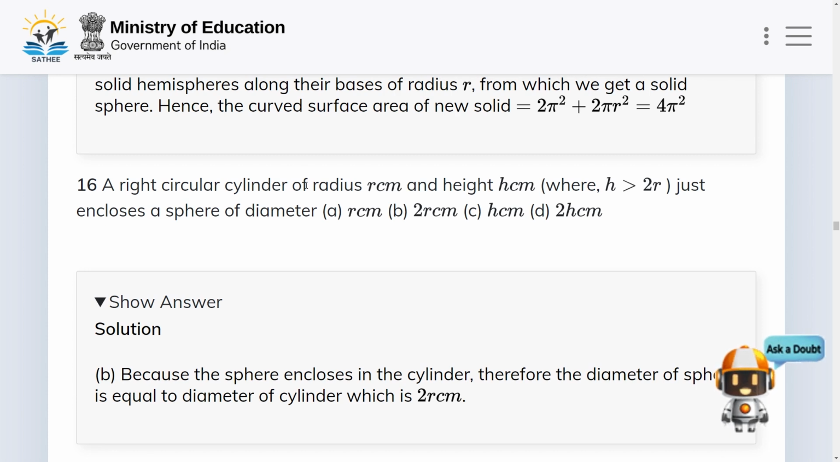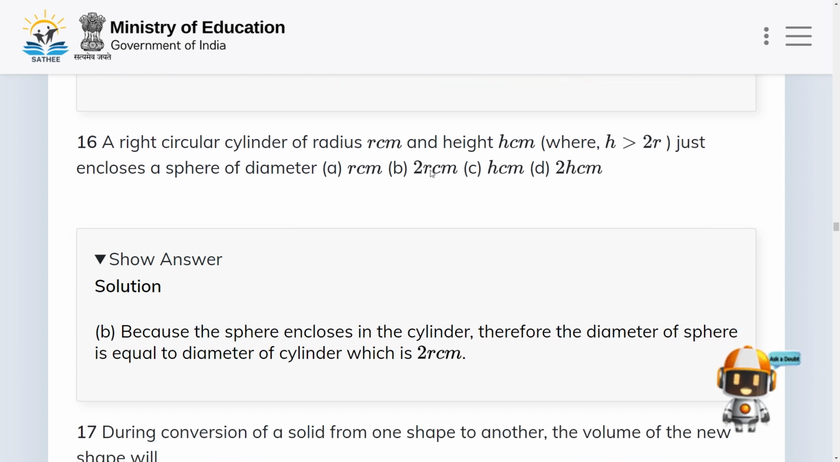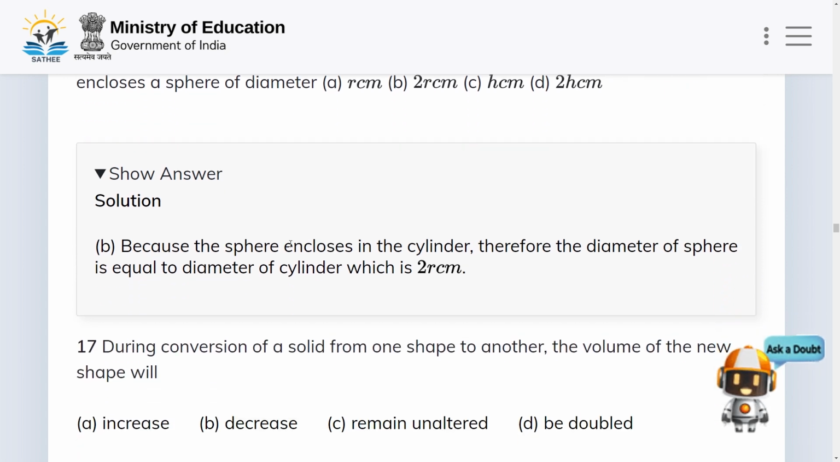So therefore the diameter of the cylinder is 2r centimeter, and therefore the diameter of the sphere is 2r centimeter. Okay, now let us move to the next problem.